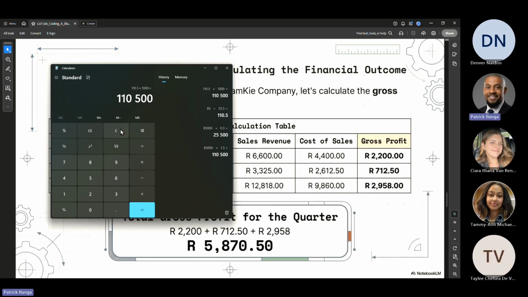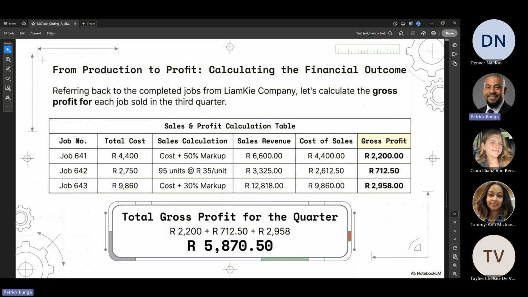Hearing from you guys. By 1.5. 1.5. Thank you so much. The same is here. For job 3, there is a markup of 30%, right? You know what we do. We multiply by what? 1.5. Did I hear you correctly, Denver? 1.5 or 0.3? No, so 0.3 to find the actual markup. But if we want to find the actual sales revenue, to be just quick, what do we do?